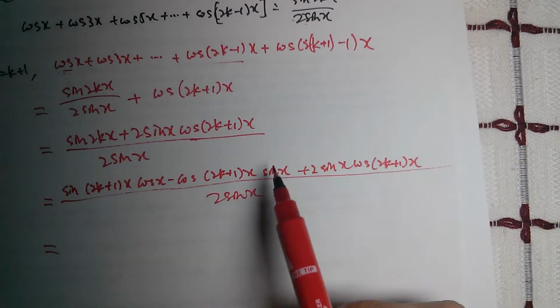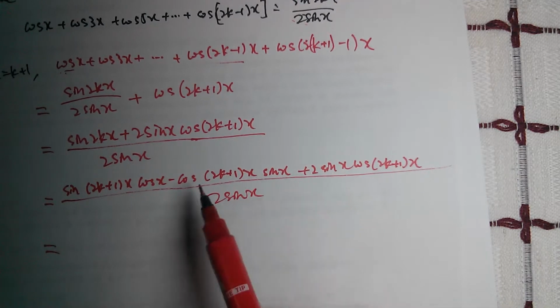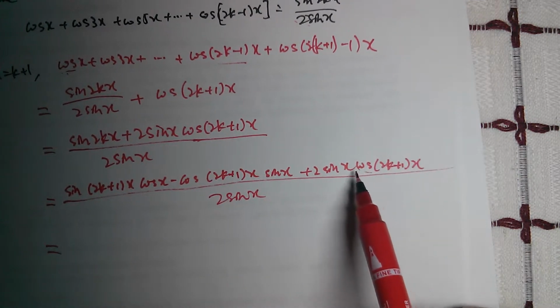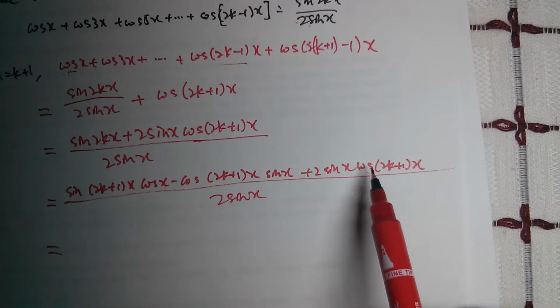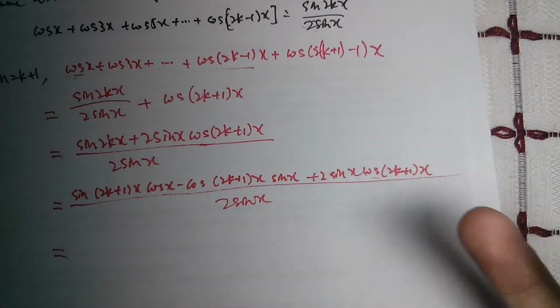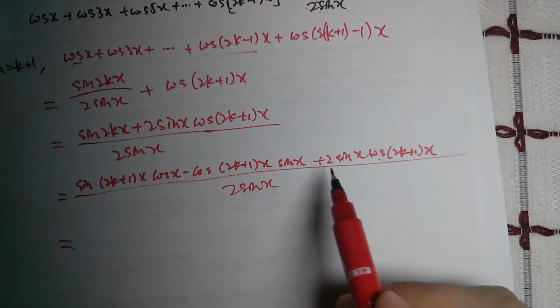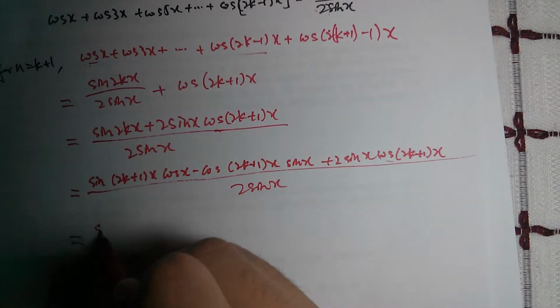It seems like this is sine x, this is also sine x. Cosine (2k+1)x, this is also cosine (2k+1)x. And for multiplication, it's okay to swap the order, right? So they are basically the same term. You have minus 1 of them plus 2 of them, so 1 of them is left.